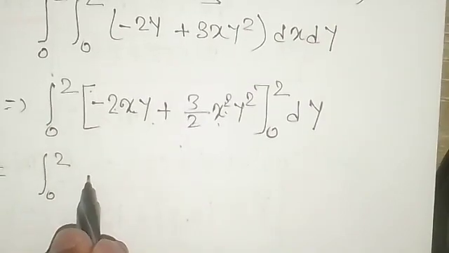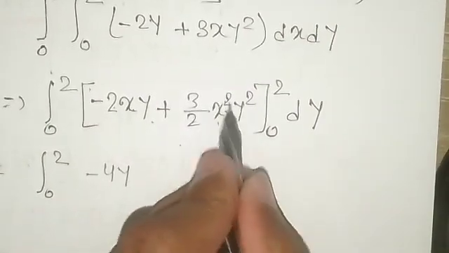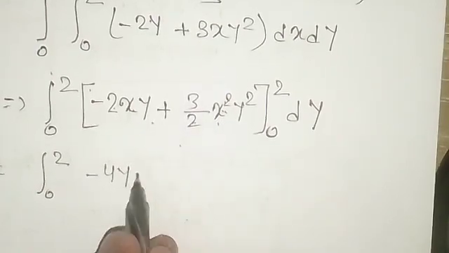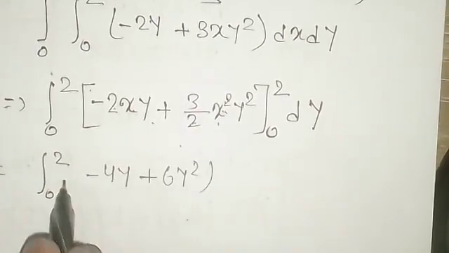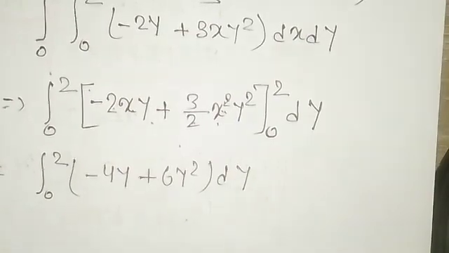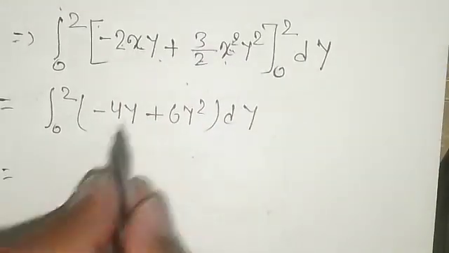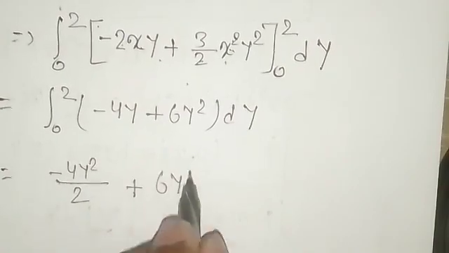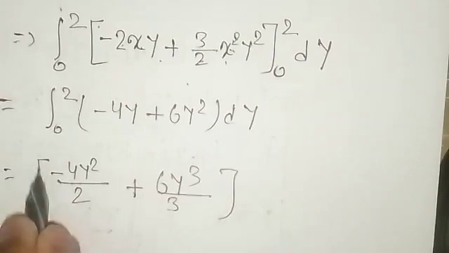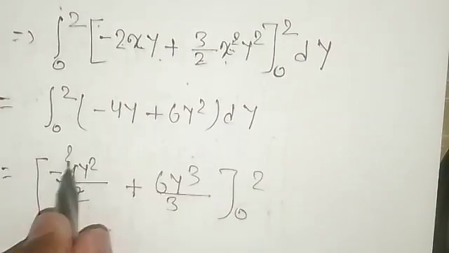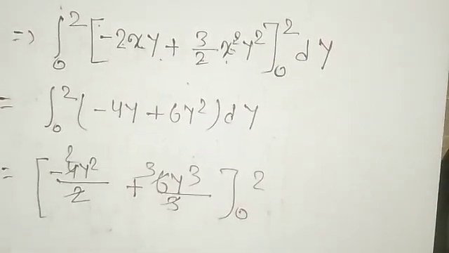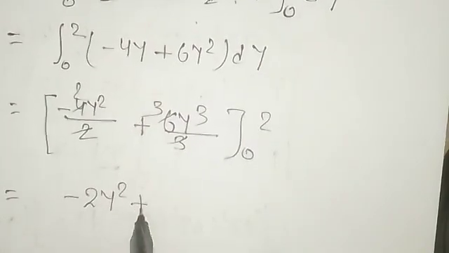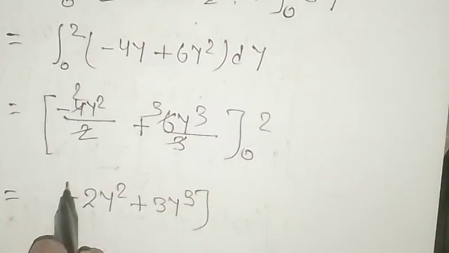So after putting this limit you will get the integration from 0 to 2. This is minus 4y, right? And x is equal to 2 you have to put. So this is 4 by 2, that is 2, and into 3 it is plus 6y squared. Again you have to integrate with respect to dy, right? So its integration is what? Minus 4y squared by 2 plus 6y cube by 3. So limit from 0 to 2. So this is 2 and this is 3. So its simplification is minus 2y squared plus 2y cube, right?